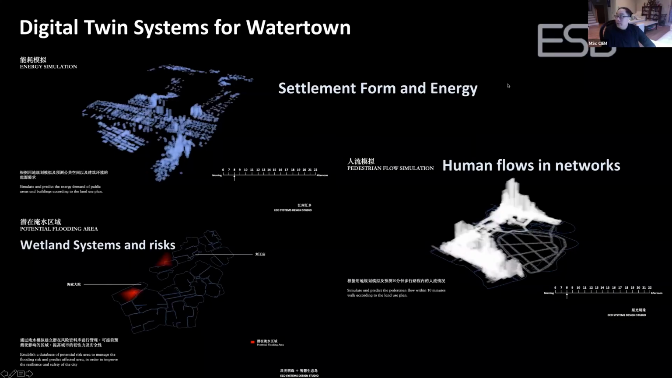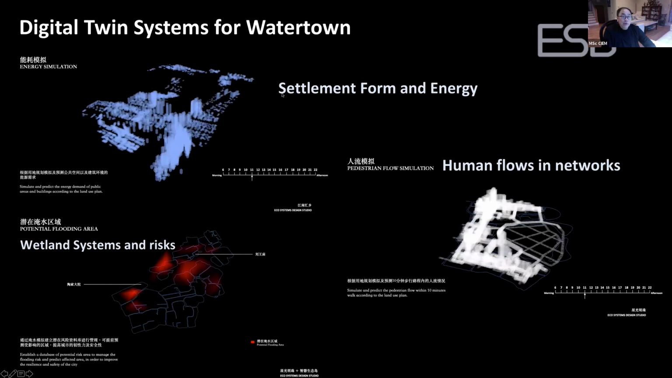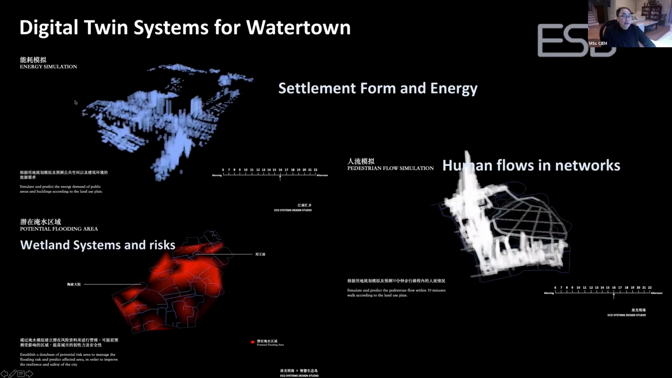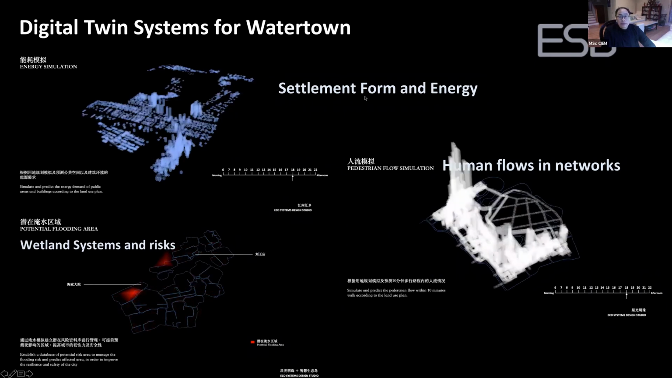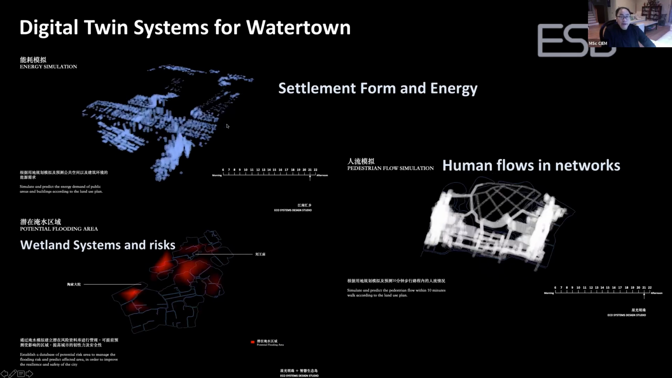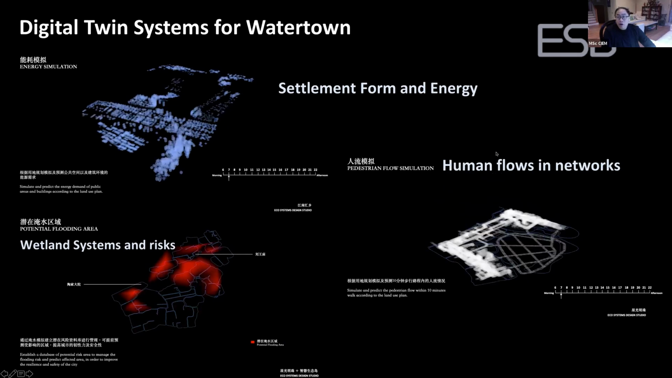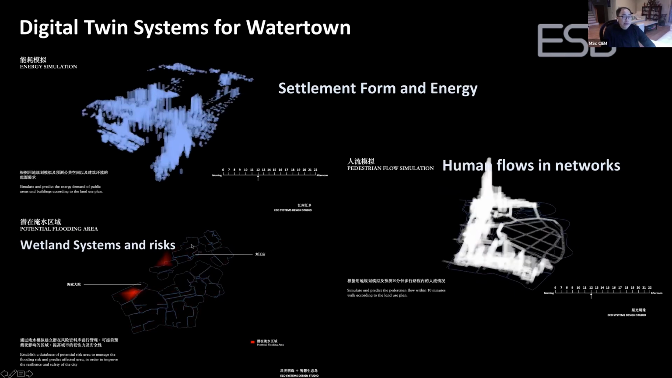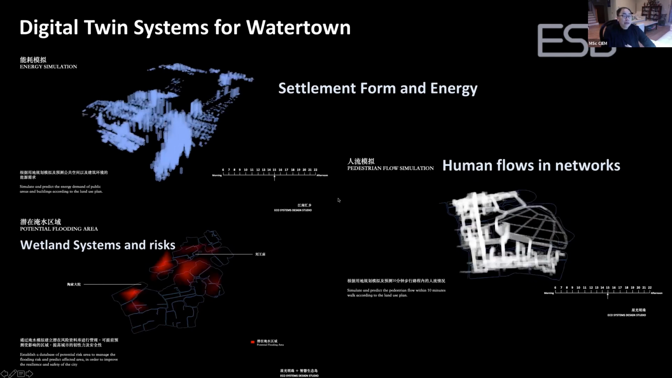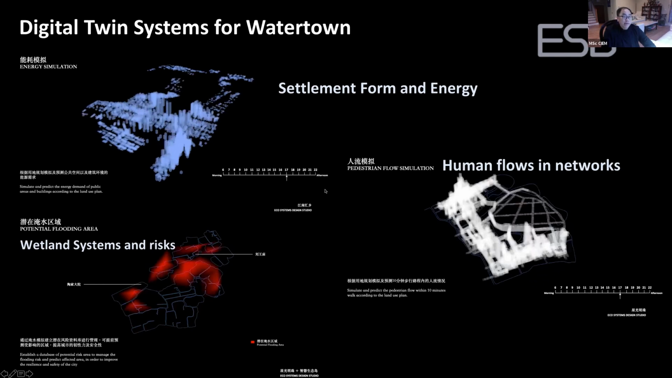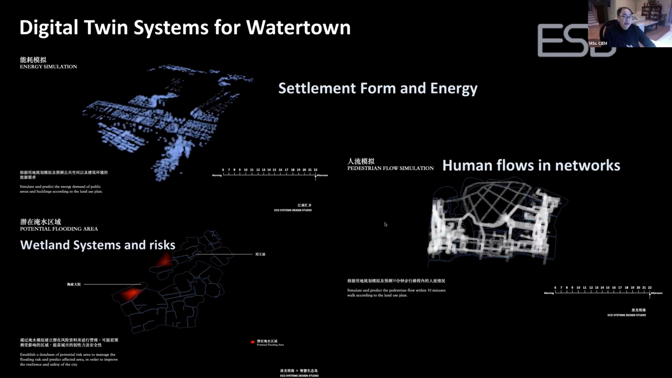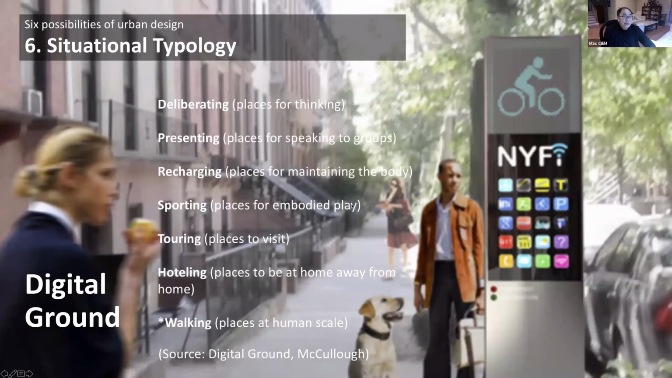And one other example of the digital twin system is for the Watertown. That's the kind of tool that we are using in Shinagawa as well. We apply energy modeling for the settlement form to understand the energy demand over time, and also human flow over the network system, and also the wetland system to look at the risk of flooding for that area. So this is an emerging, very exciting topic for urban designers to handle: how you understand the flows behind different urban form proposals.